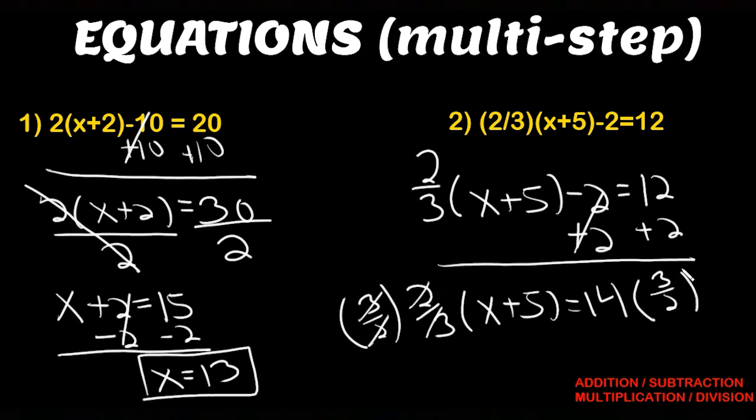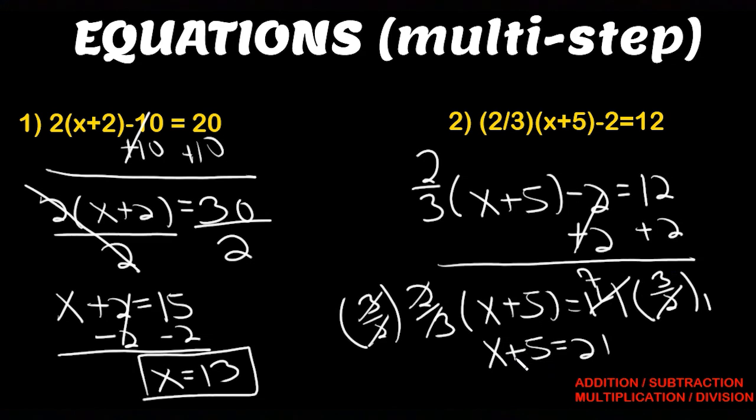And we can actually cross-reduce here. Remember, this 14 right here is over 1. So I can cross-reduce. 2 goes into itself 1 time. 2 goes into 14 7 times. So what am I doing? I'm doing 7 times 3, which is 21, all divided by 1. So 21, right? So I'm going to rewrite it. I get x plus 5 equal to 21. My last step, I have to minus 5 on both sides.